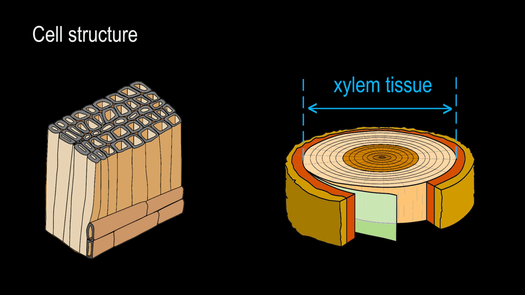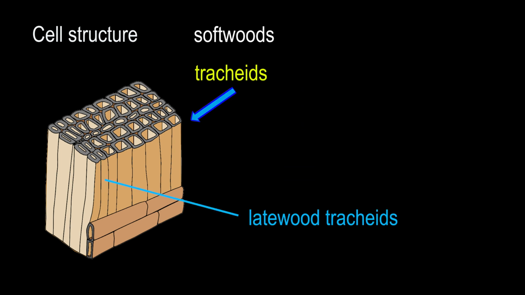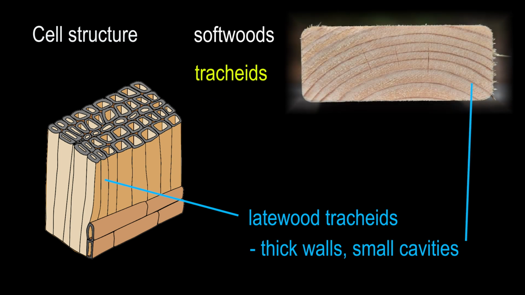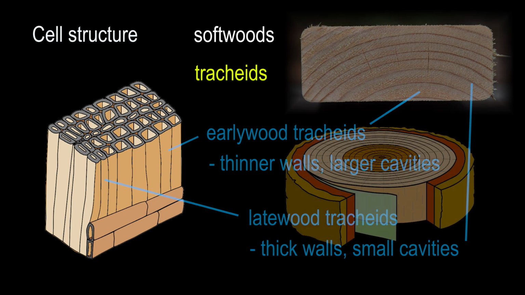The xylem tissue of softwoods is made up of tracheids. You can see in this magnified image that the latewood tracheids have thick cell walls and small cell cavities. To the naked eye, they will appear as a dark growth ring. The earlywood tracheids have thinner cell walls and much larger cavities. They appear as a wide band of lighter-colored wood tissue in between the latewood rings.